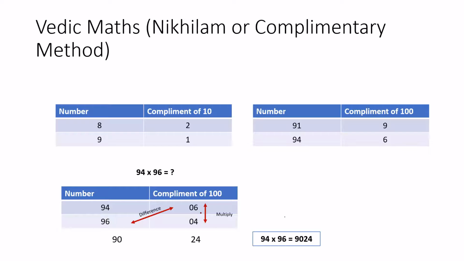And I found for the other one, 91 into 94, what is it? 8454. Right? See how much you're doing it in a matter of seconds. Any questions? Do you find this interesting? I found this interesting just because, basically, it's a cheat code.